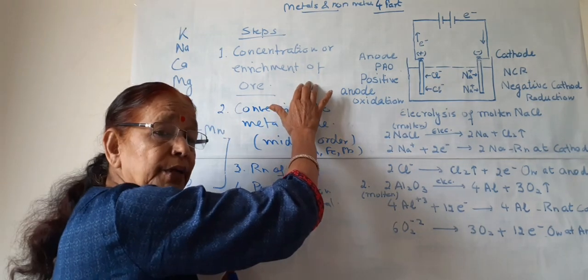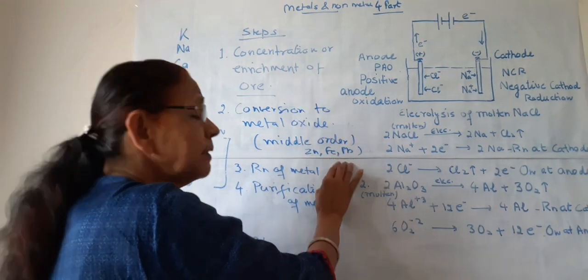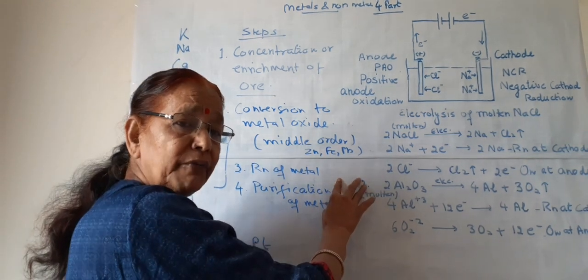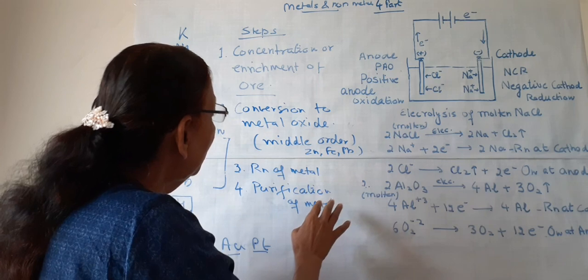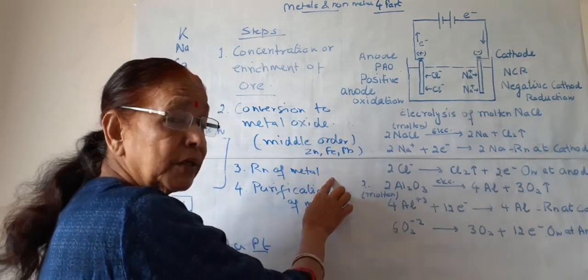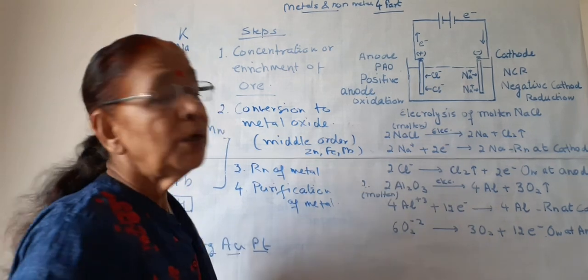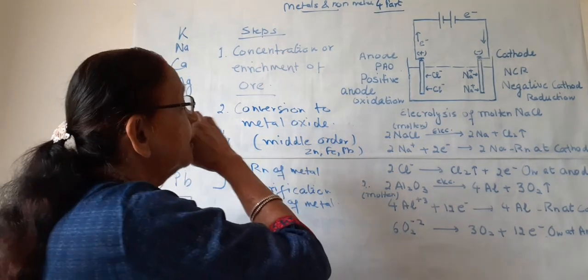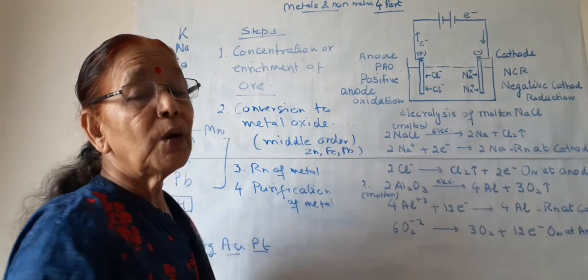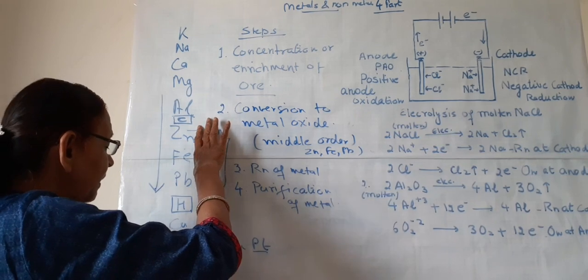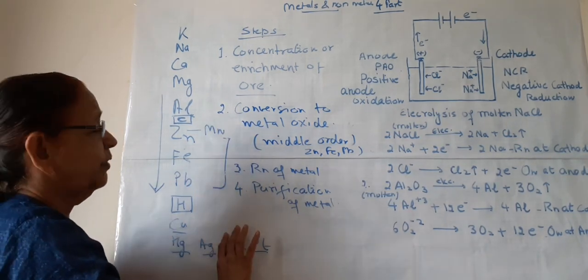First is concentration of ore, second is conversion to oxides, third is reduction of metal from its oxide or chloride, whatever this is, but reduction of metal, and fourth is purification by electrolysis. These four steps are used in all the three categories: highly reactive, moderately reactive and least reactive.